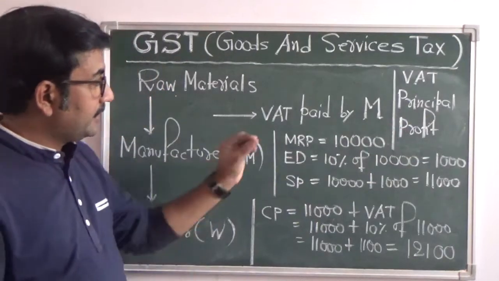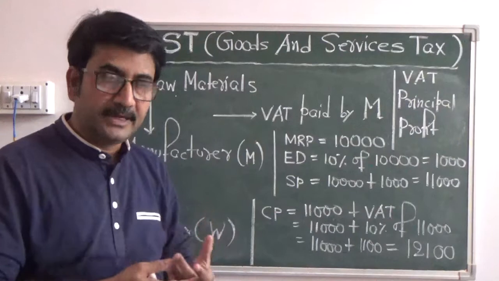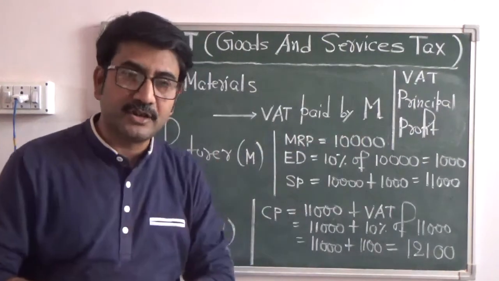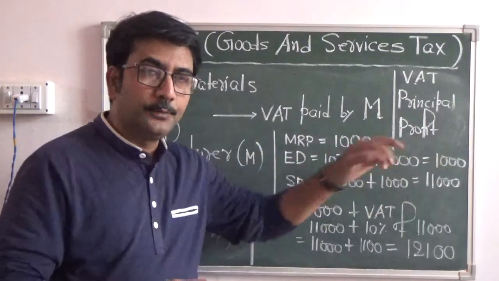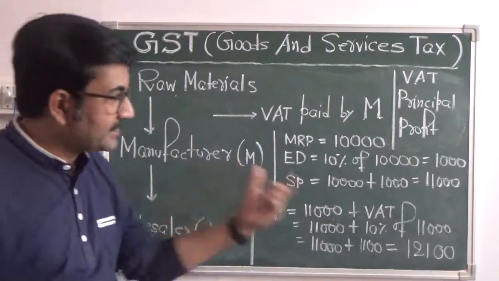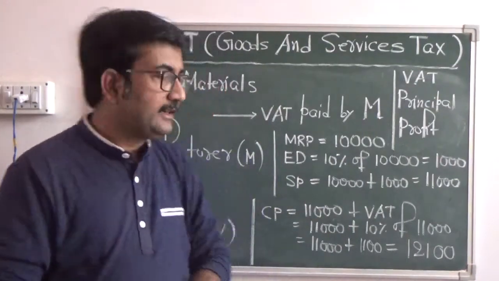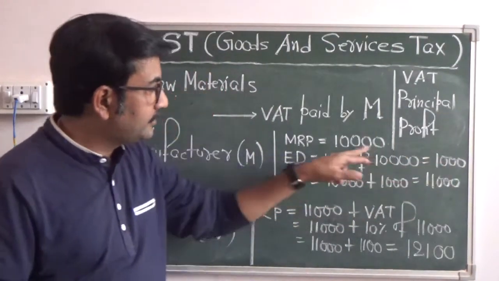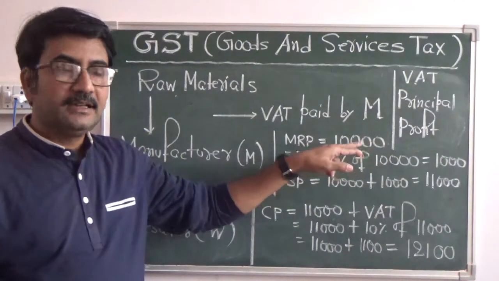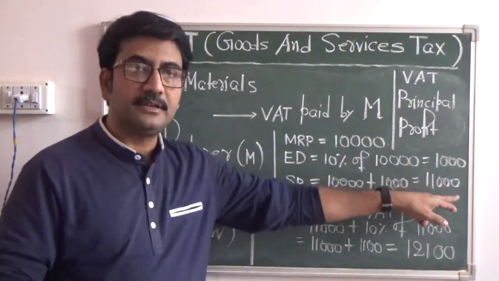Now, when the manufacturer marks his price for the mobile at 10,000, now he is charged rupees 1,000. Now where from will he get back this amount 1,000? So he has to get back this 1,000 from somewhere. So what he does is, he adds this 1,000 to his marked price. So the selling price now becomes 10,000 plus 1,000 equals 11,000.